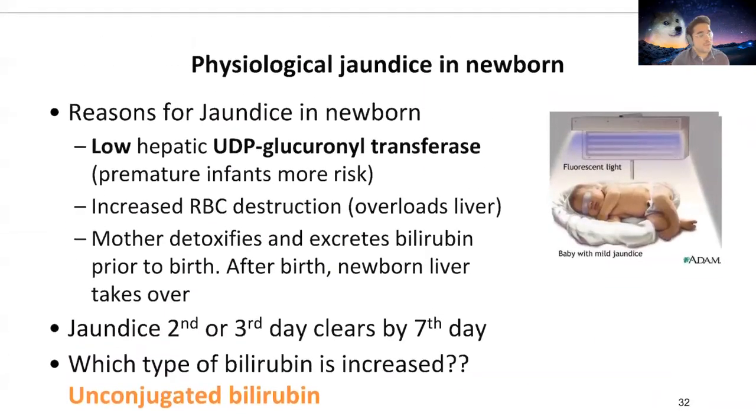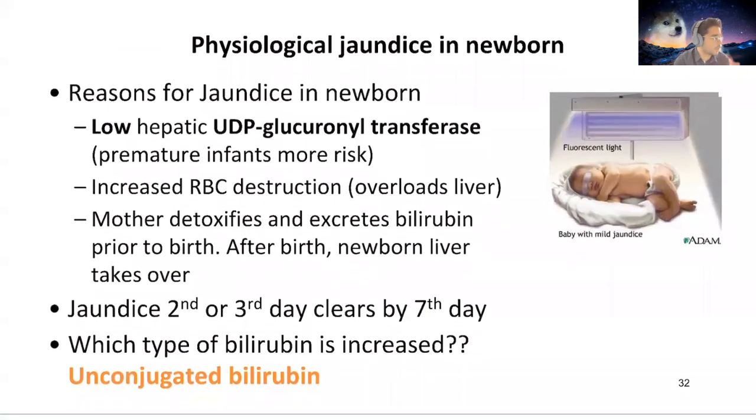Physiological jaundice. You know what? Babies are born, especially premature babies. And this is a very common thing that you might see in the intensive care unit with pediatric patients. They just have low levels of UDP glucuronyl transferase. Oof, I cannot pronounce words today.